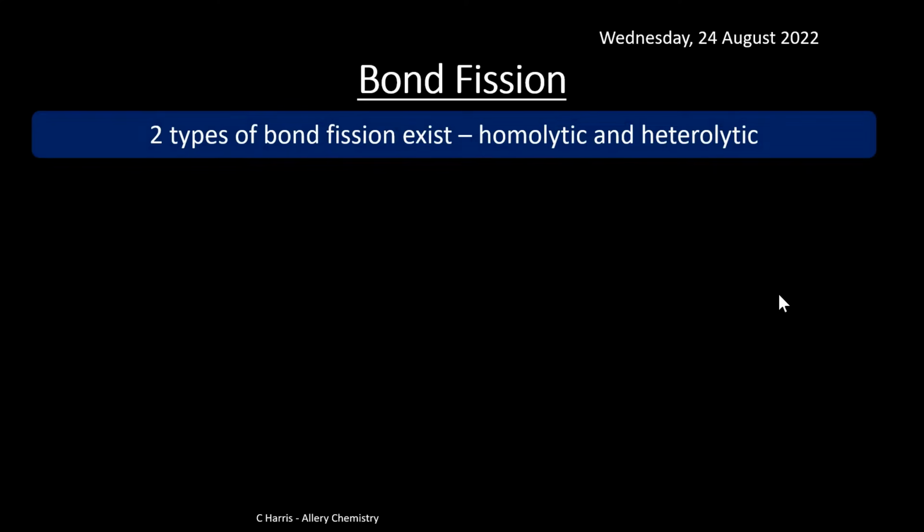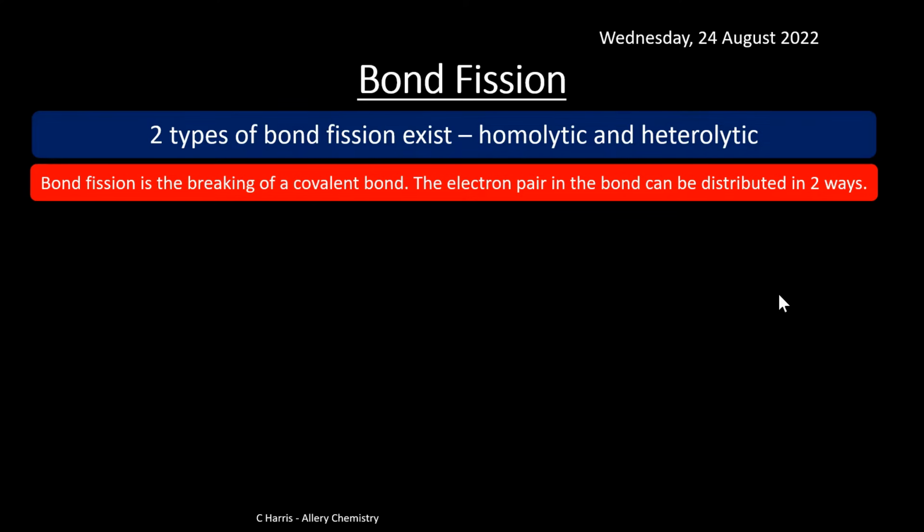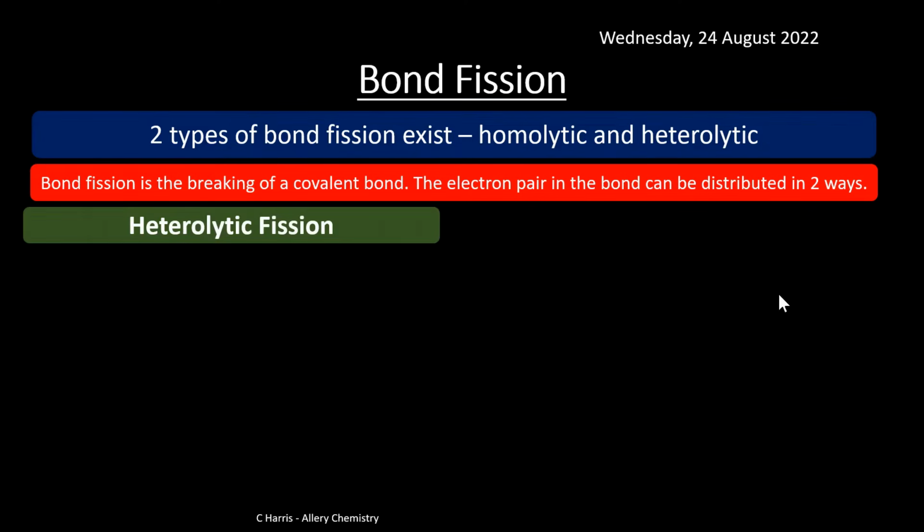Bond fission. Fission means to break something. When you're looking at organic chemistry, you're going to be breaking bonds all the time for chemical reactions. There's two types of fission that you need to know: homolytic fission and heterolytic fission, and one is probably more common than the other. Bond fission is the breaking of a covalent bond, and the electron pair in that bond can be distributed in a couple of ways.